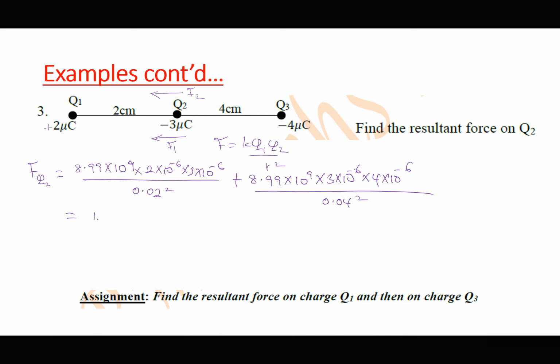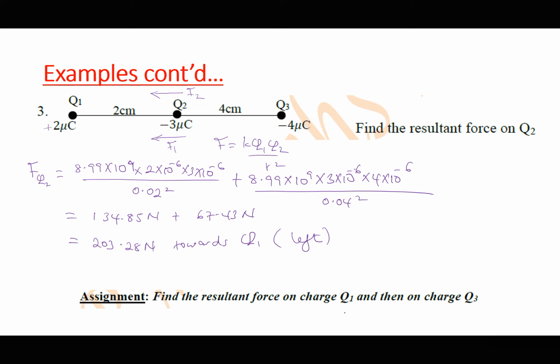So I am getting 134.85 newtons plus 67.43 newtons. You can check. And when I add, I get 203.28 newtons. And this is towards Q1, or towards the left. 203.28 newtons to the left.